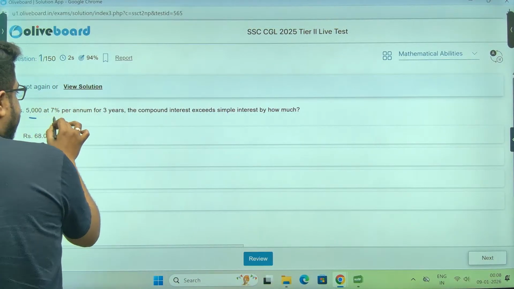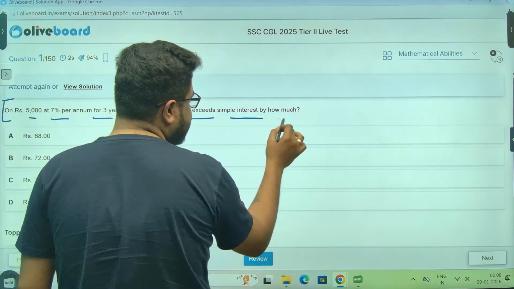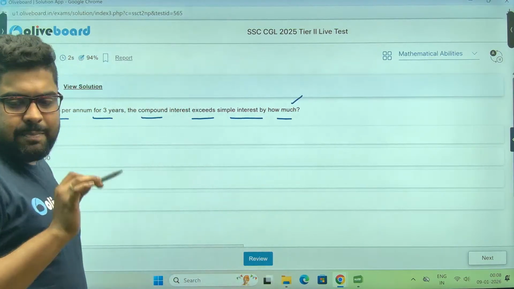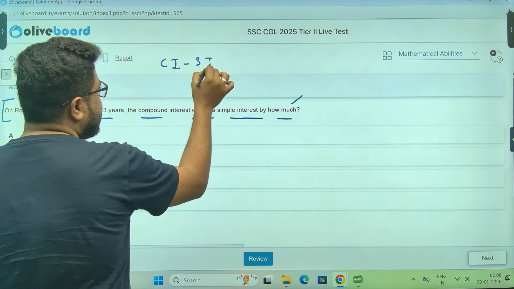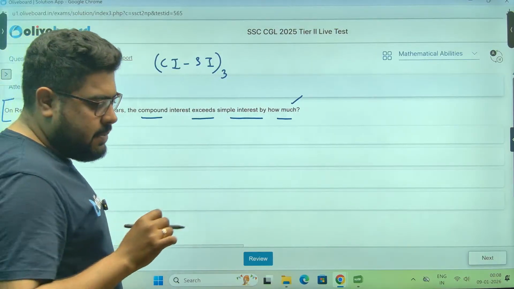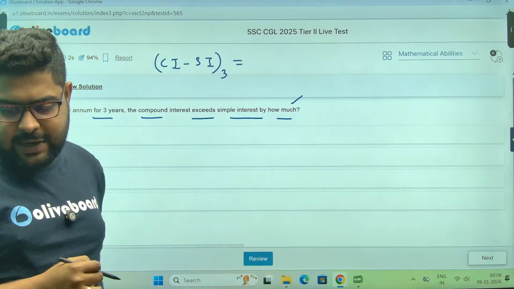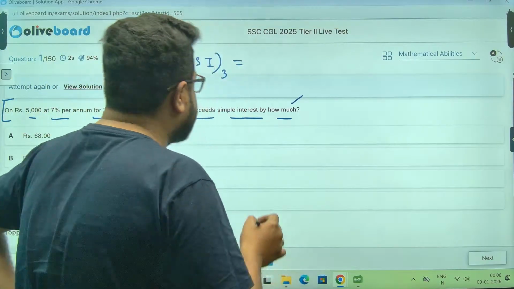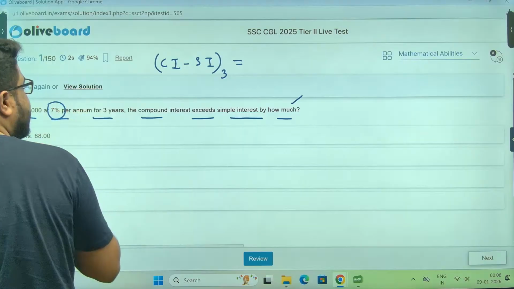5,000 rupees, 7% per annum, 3 years. The compound interest exceeds simple interest by how much? Meaning, simply they're asking the difference of CI minus SI. Now, you can go for the 3-year formula, but I feel the calculation will be a little tricky because this 7% will give you a little trouble.